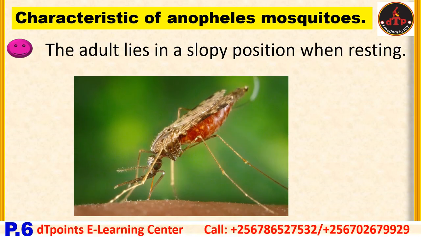The other characteristic is that the adult lies in a sloping position when resting. That's what I've just said. It lies in a slope, like a slope. When you look at this insect here, you see it is sloping, and it is a resting position for Anopheles. Are we together? Yes, that is another characteristic of the Anopheles mosquito.